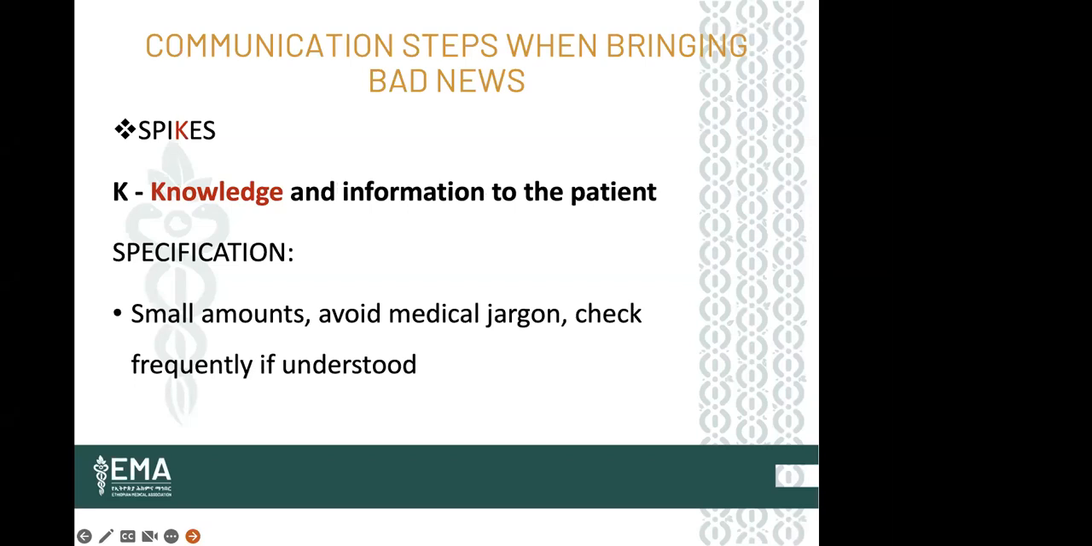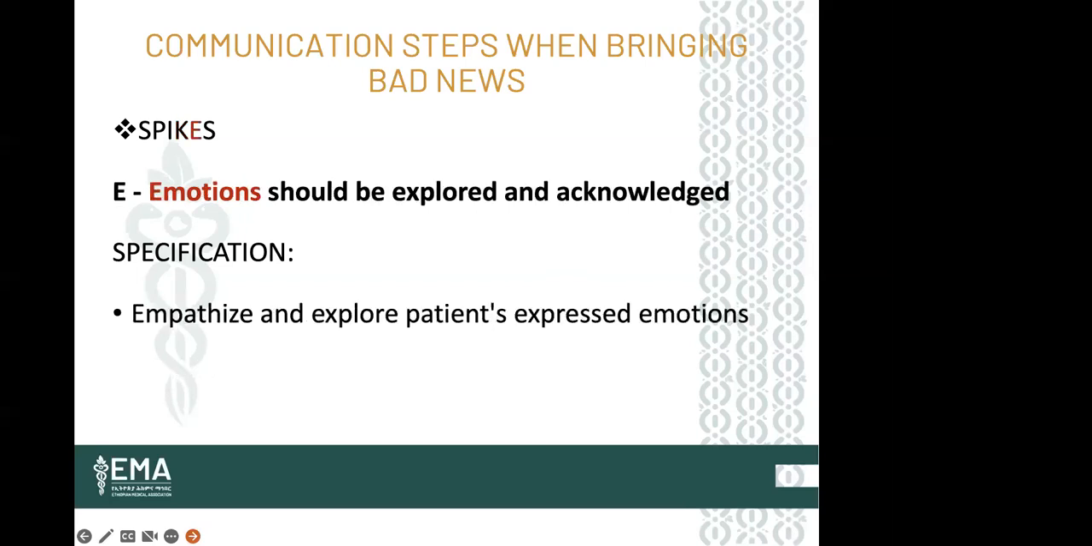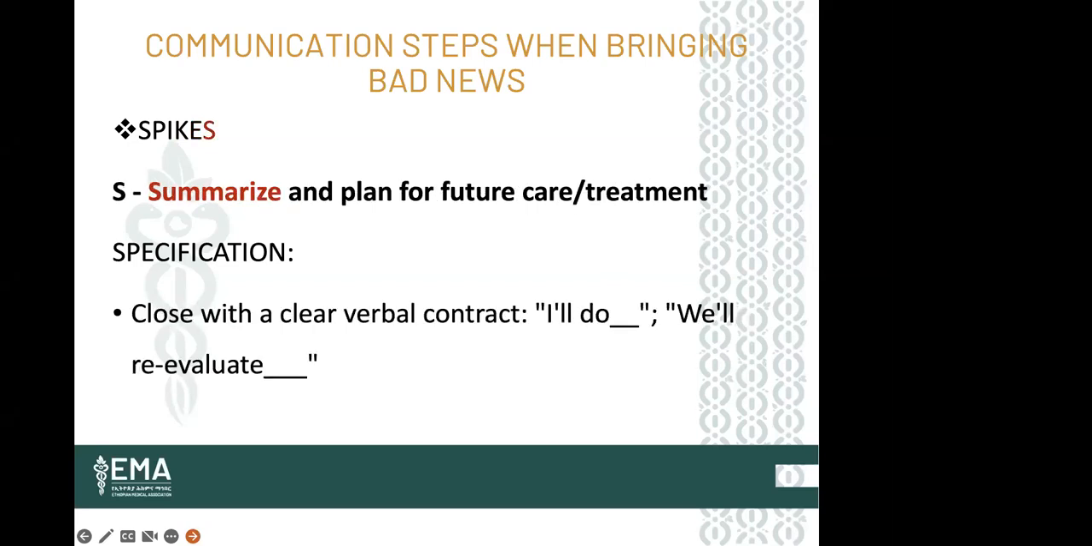And you need to give the knowledge and information to the patient. That is, you give them small amounts at a time, and avoid medical jargon, as we said previously. And then you need to cross-check whether they have understood what you've been saying. It's not only at one go, but you need to cross-check time and again whether or not they have understood. And their emotions should be explored and acknowledged, and you need to empathize and explore their expressed emotions. Okay, and at the end, you need to summarize and plan for future care and treatment.